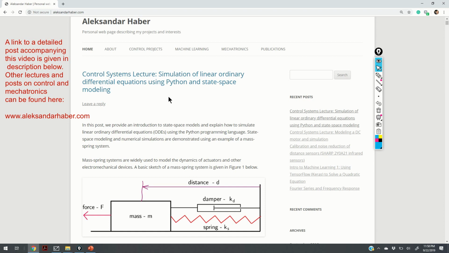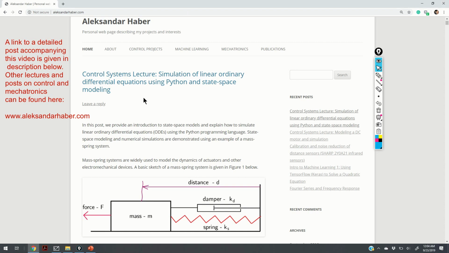This is the first lecture in a series of lectures on control systems and control theory. In this lecture, we provide an introduction to state space models and explain how to simulate linear ordinary differential equations, or ODEs, using the Python programming language. State space modeling and numerical simulations that will be shown in this video are demonstrated using an example of a mass and spring system.